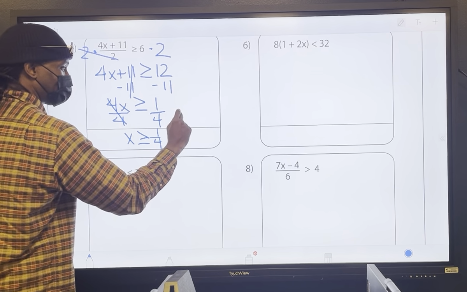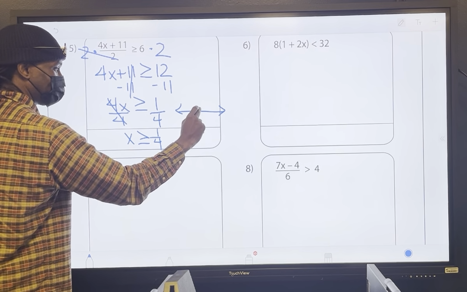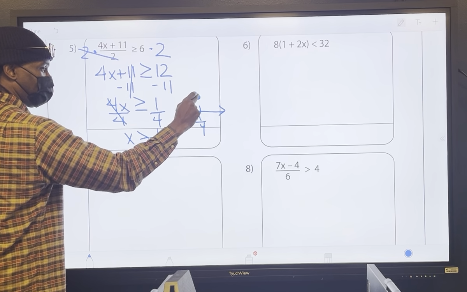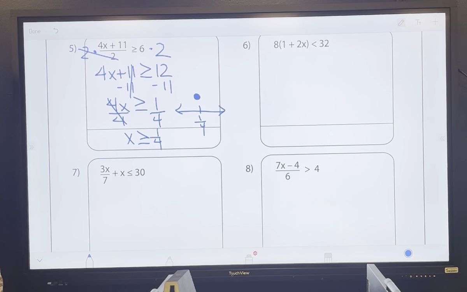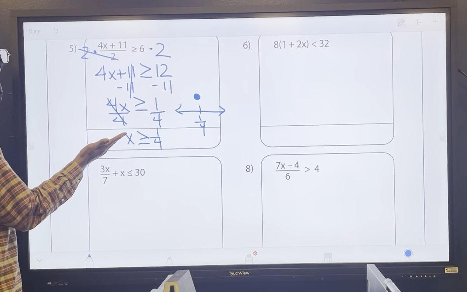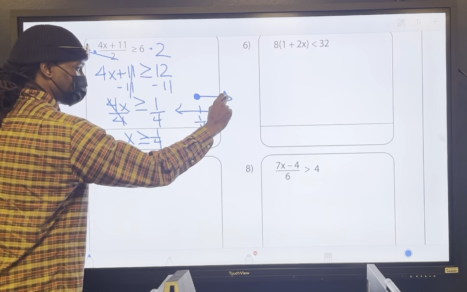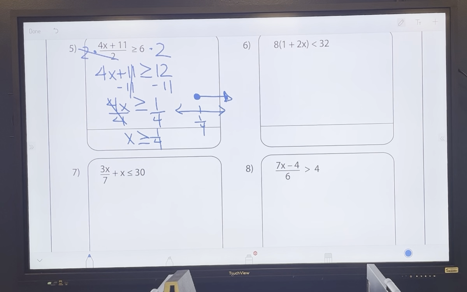Are you open or closed on 1/4? Good job. And it's all numbers that are what to 1/4? Greater than.